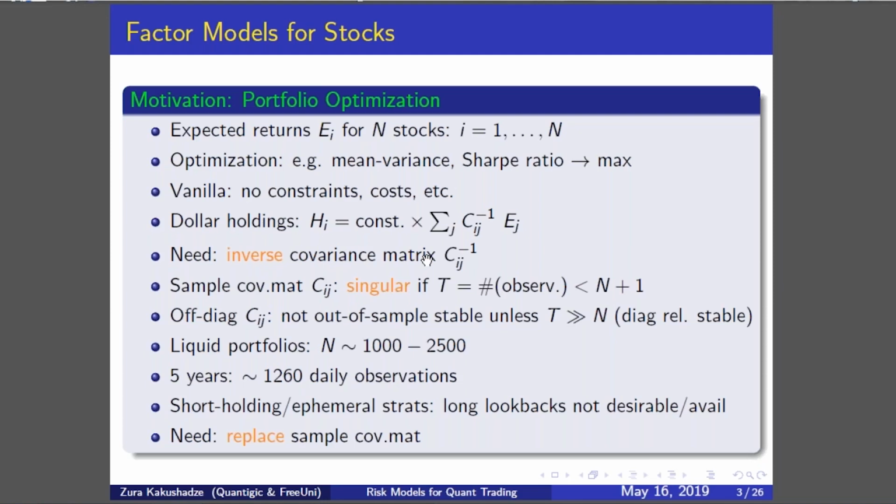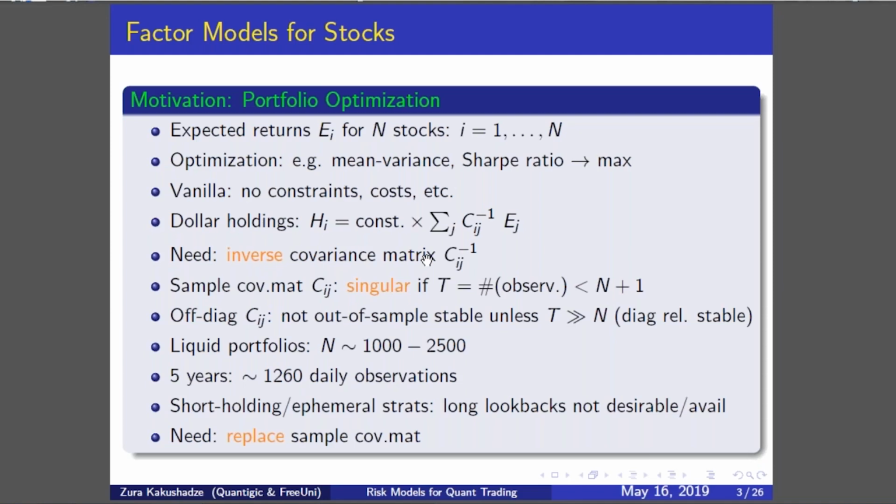Now, that's only half of the trouble, though, because even if somehow you had enough observations in your data sample, and if your sample covariance matrix were to be non-singular, it's still not enough because the off-diagonal elements, meaning basically the correlations in your sample covariance matrix, are highly unstable out of sample unless the number of observations in your time series is much greater than the number of stocks in your universe. And that's basically never the case in real life applications.